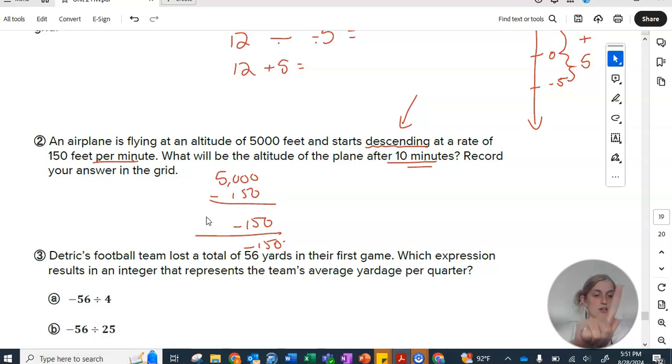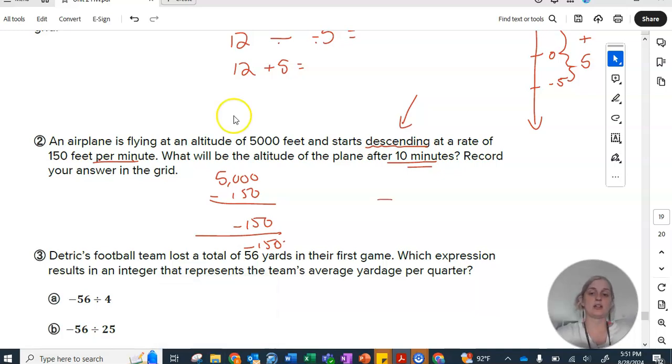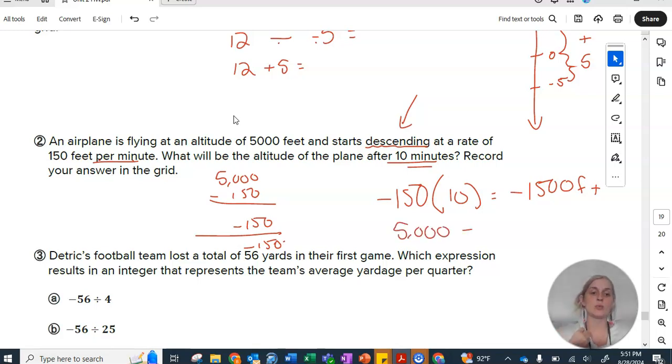We go down 150, down 150, down 150, down 150, down 150, and I've only showed you 5 fingers. We do it another 5 times, for a total of 10 times. So we are going to start by doing negative 150 times 10. That gives us negative 1,500. That's total how many feet you went down. So now the problem is if you started at 5,000 feet and you went down 1,500 feet, where are you now? And make sure that your answer has the units of feet.